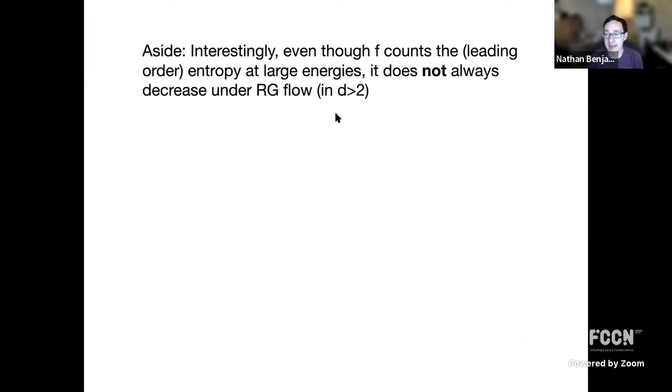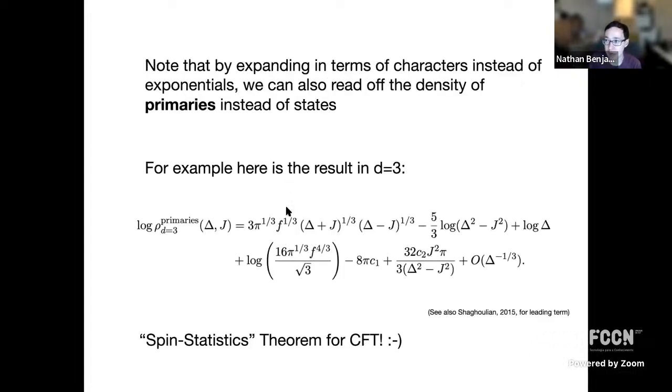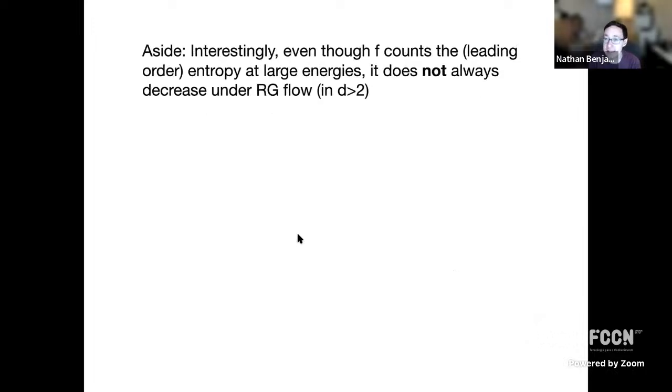Let me make a brief aside about a comment that I mentioned earlier. F counts the entropy at large energies, but this quantity F, remember, was a cosmological constant in the thermal effective action. This F does not necessarily decrease under RG flow.